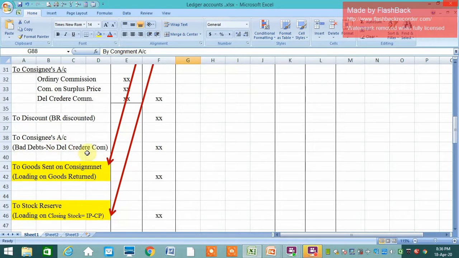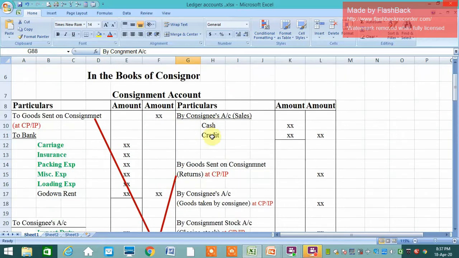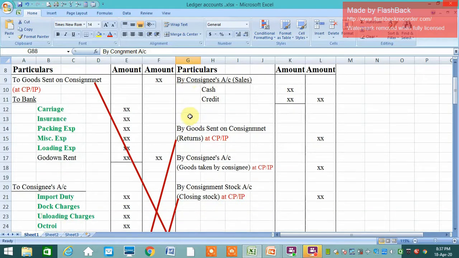Then when del credere commission is not given by the consignor to the consignee and bad debts are there, the consignment account will be debited and the consignee's account will be credited. Here the consignee's account will come. If del credere commission is given, then this particular item will not come on the debit side of the consignment account. On the credit side, sales will come, cash sales and credit sales, under the name of the consignee's account.